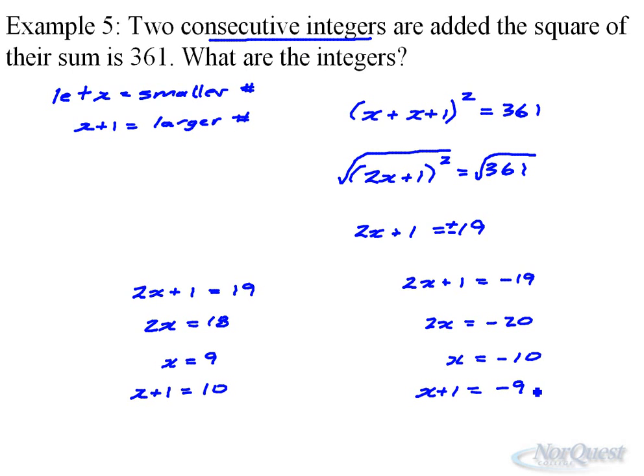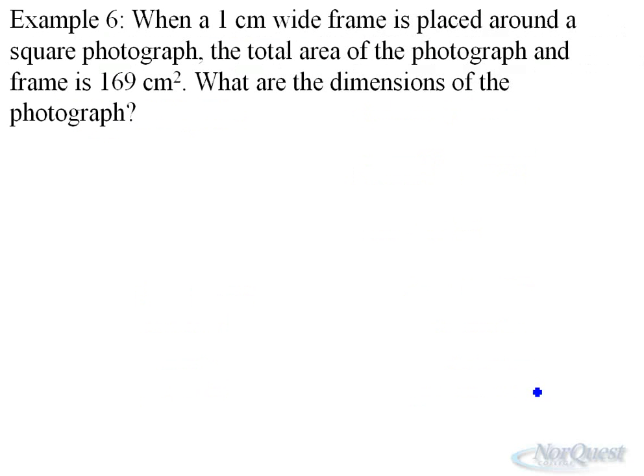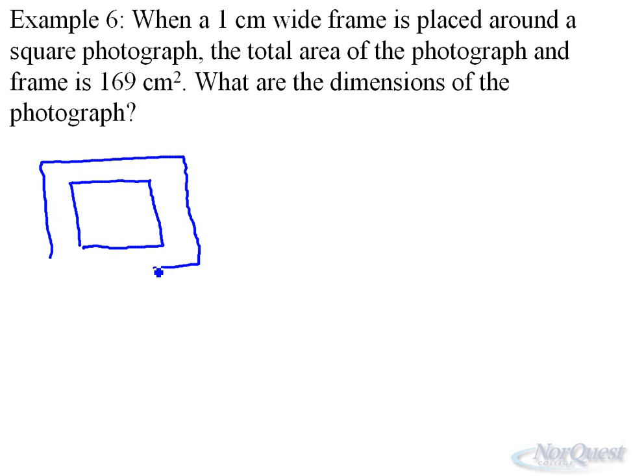Our last example, another very common type, the geometry type questions. In this one we have a 1 centimeter wide frame placed around a square photograph. So let's draw the photograph. We're going to put a frame around it that is 1 centimeter wide. So let's label this.